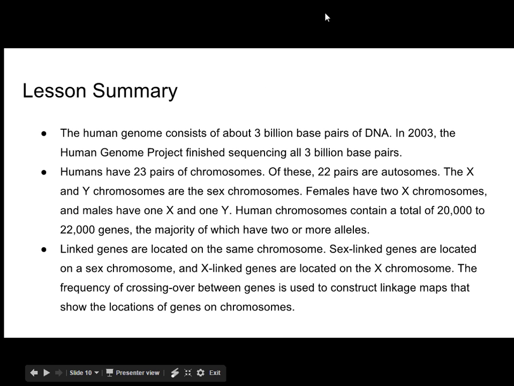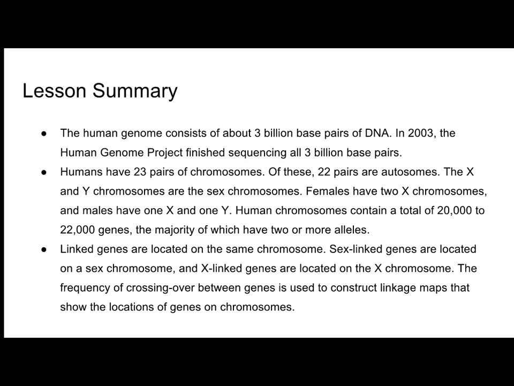To summarize, human genome consists of about 3 billion base pairs or 6 billion individual pairs of DNA. 2003, the Human Genome Project finished sequencing all 3 billion. Humans, like you and me, have 23 pairs of chromosomes. Of these, 22 of those are autosomes. The X and Y are the sex chromosomes, the 23rd pair. Females have 2 X's, one that's turned on and one that is not, and males have 1 X and 1 Y.